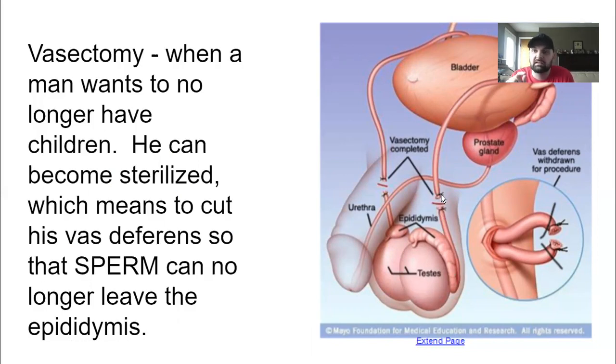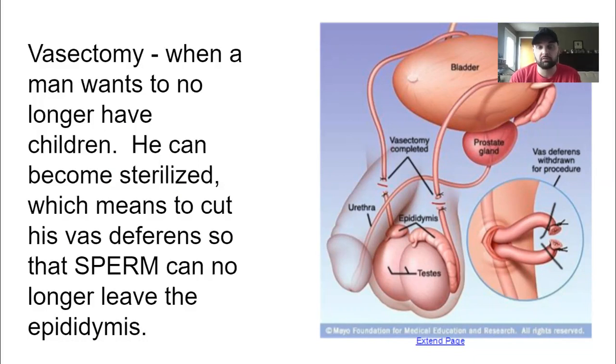They snip it, they tie off the tubes. They cauterize it with heat, right? They put the tubes back inside, they sew the guy back up, and he can no longer have kids because sperm that are made in the testicles can't travel up and into the urethra. However, they can still make semen. It just doesn't have sperm inside of it.